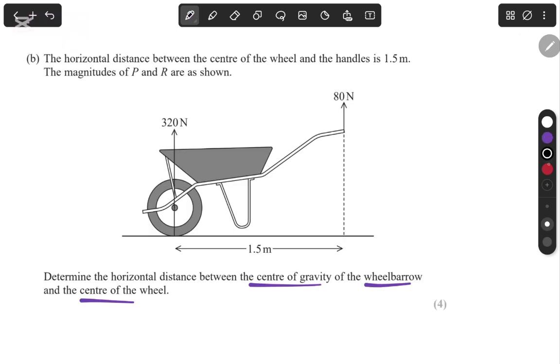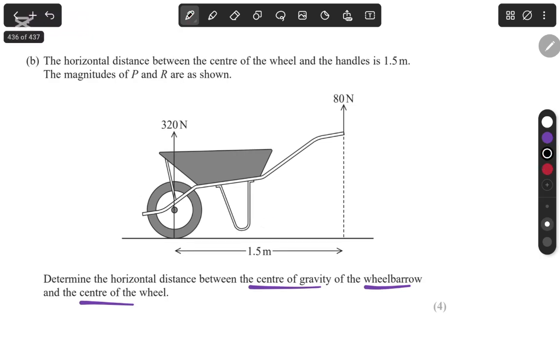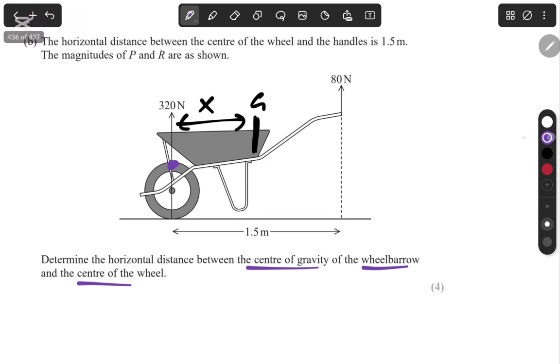So we're going to have the center of gravity somewhere. Let's say we don't know where it is exactly. Let's say it could be somewhere here. This is center of gravity G, and this is the center of the wheel, and we have to find this distance right over here. We can call this distance x. And then this distance right over here is going to be 1.5 minus x.